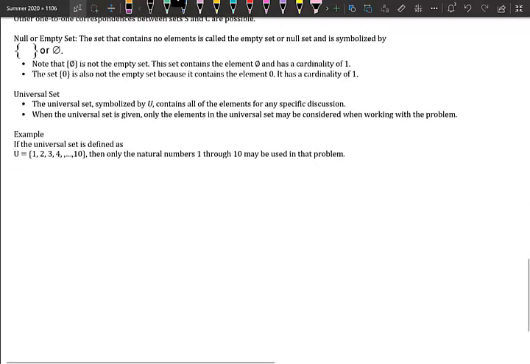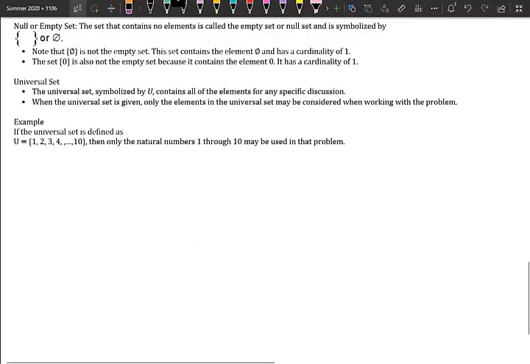Null or empty set. The set that contains no elements is called the empty set or null set and is symbolized by empty braces or the little circle with a line through it. Note that if you put them together, that's not an empty set, because now this set contains the little circle with the line crossed out. So it has a cardinality of 1. That means it has 1 something in it. The set 0 is not empty because it contains 0. So it has a cardinality of 1.